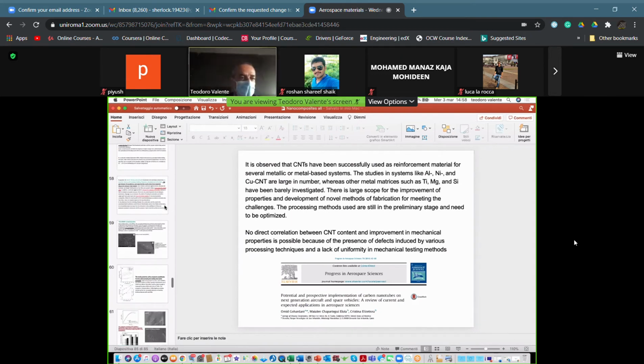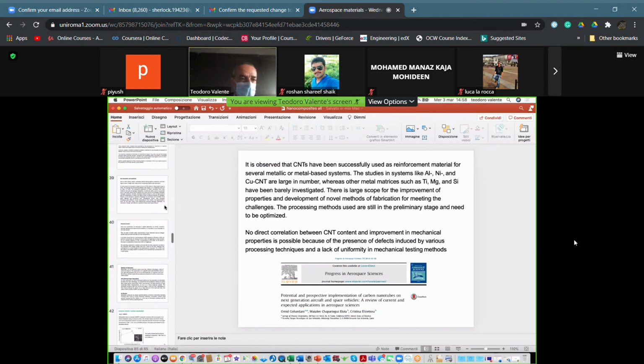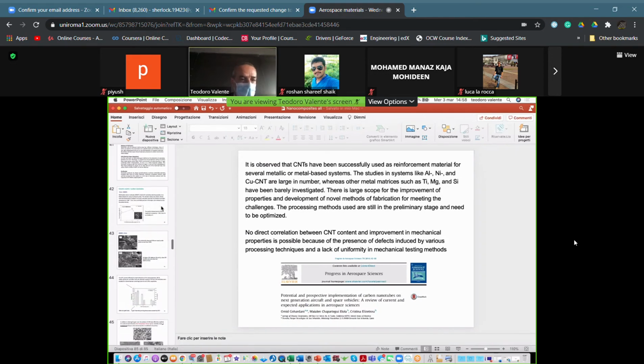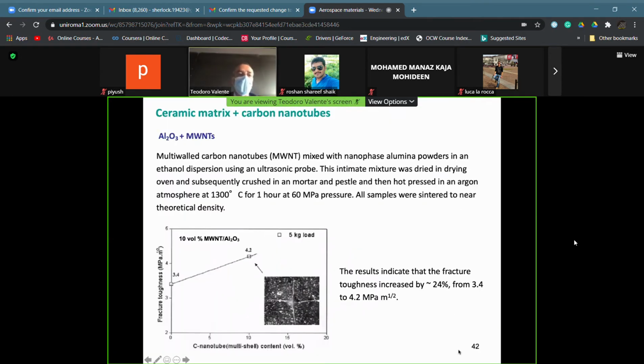Thus, let me find the right slide. Okay, thus, we can have, and we have experienced, nanostructures made by a ceramic matrix and carbon nanotubes, for example alumina with multi-walled carbon nanotubes. There are very special procedures for fabrication on which we will say something. Let's have a look at the results.